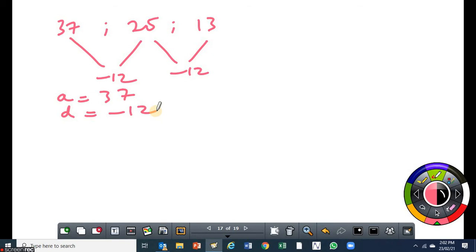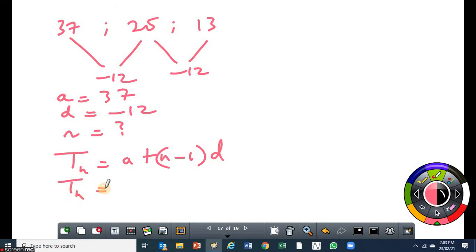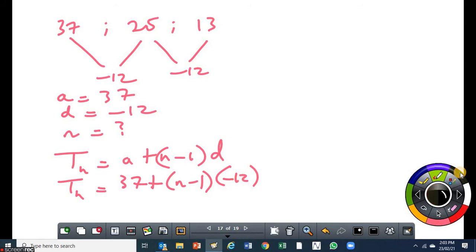But here, we don't know n because the question is asking us to determine the nth term, a general formula to calculate the value of a term. So we don't need to know the value of n. So we write our formula Tn equal to a plus n minus 1 times d. Where there is Tn, we don't put anything. Where there is a, we put 37. Where there is n, we put n. Where there is d, we put minus 12.